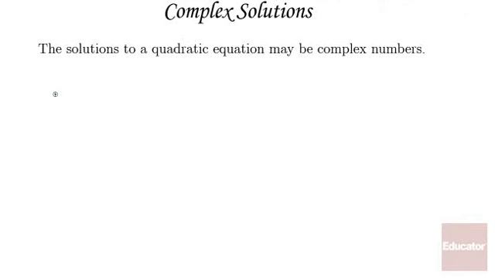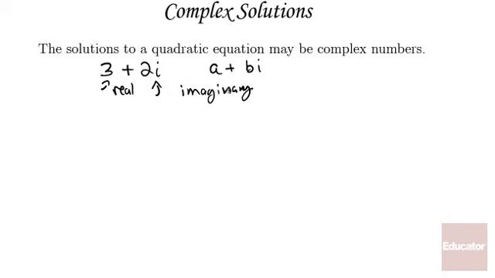Sometimes the solutions to a quadratic equation may be complex numbers. Just to review, complex numbers consist of a real part and an imaginary part, something such as 3 plus 2i. So this is in the form a plus bi, where a is the real part and 2i is the imaginary part. It turns out that for quadratic equations, solutions may end up in this form. Let's look at a situation where that could occur.